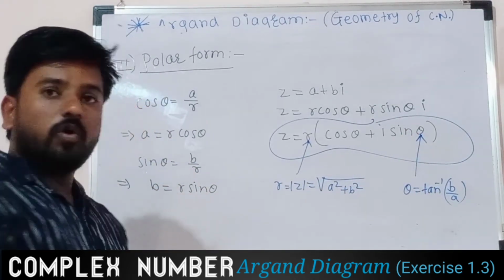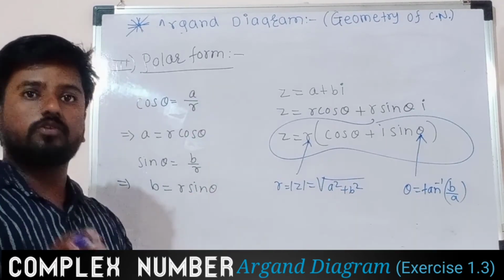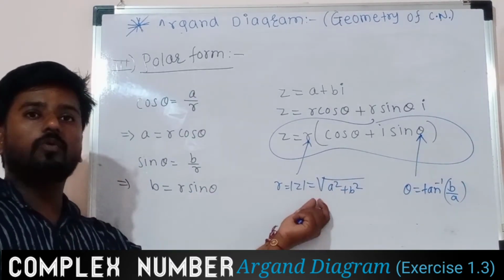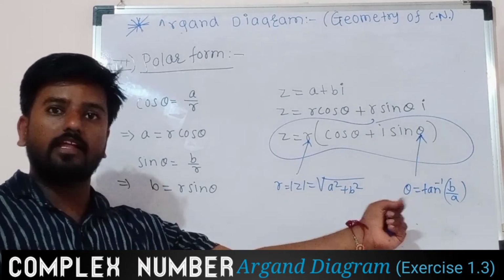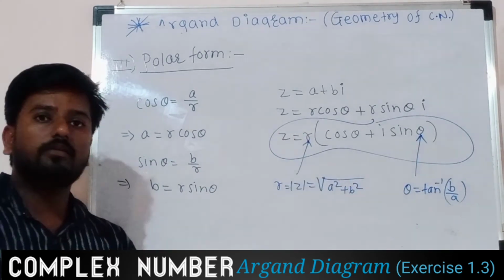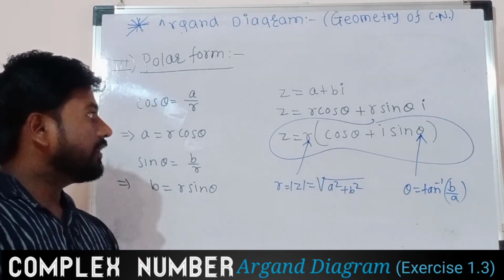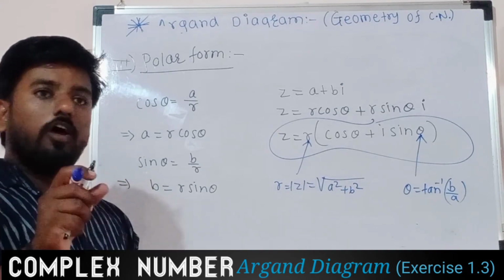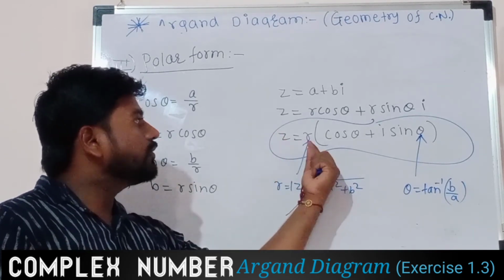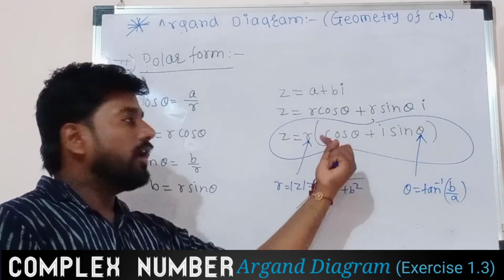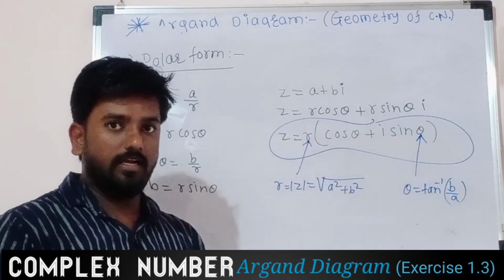So if you want to find its polar form, first of all you have to find its modulus and argument. Then and only then can you find the polar form, right? So remember, what is polar form? Polar form is nothing but z equals r (cos theta plus i sin theta), right students?